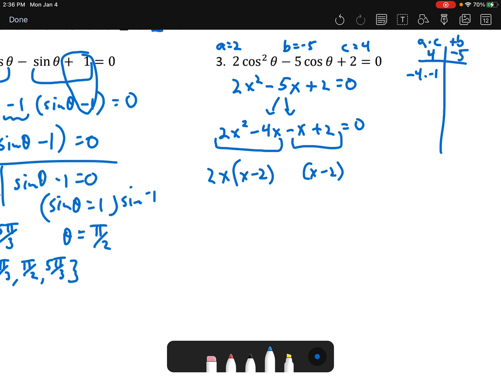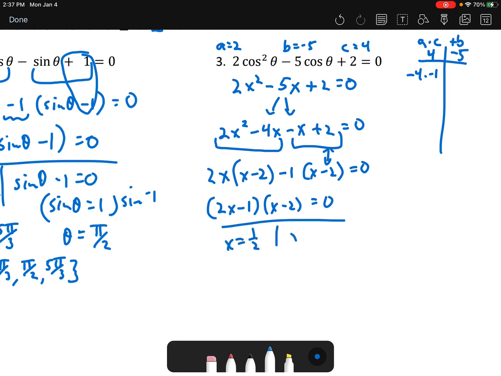So x minus 2 we rewrite. Then we divide these last 2 terms. 2 divided by negative 2 is negative 1. There's our factor, 2x minus 1 and x minus 2. Now I can go ahead and solve these. X equals 1/2 and x equals 2, right? And now we can just change our x's to cosine. So we're going to have cosine theta equals 1/2 and cosine theta equals 2.